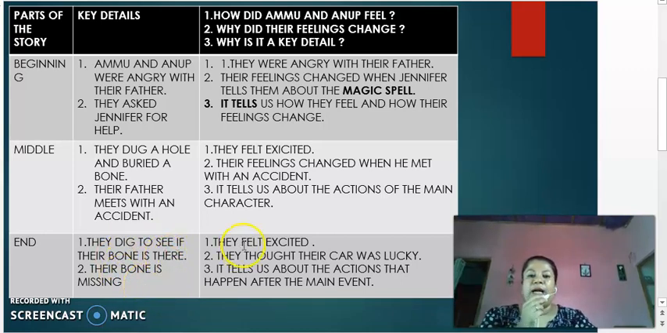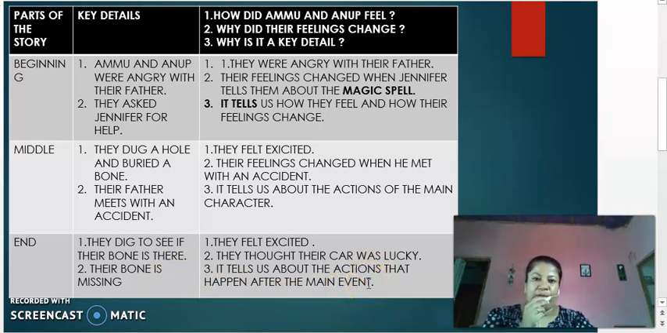Now they are very excited when they find the bone missing, because they feel that really some magic took place. They thought that their car was very lucky, since the magic has already happened. And why is this a key detail? Because it tells us the action that happened after the main event.